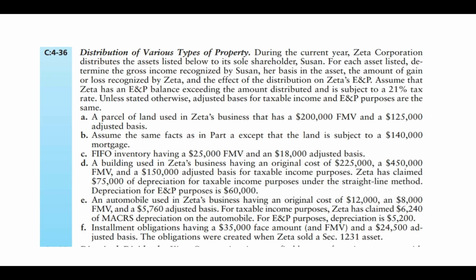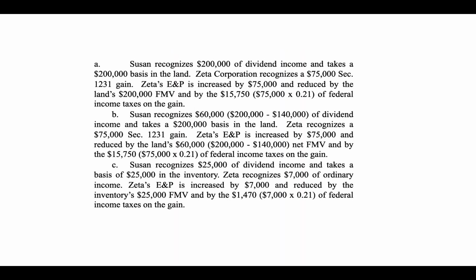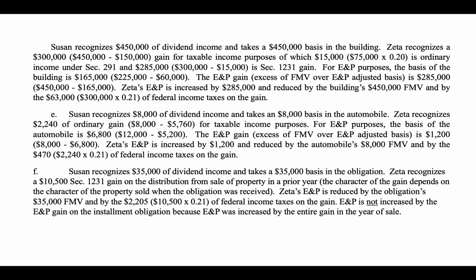All right, and finally F, installment obligations having a $35,000 face value and fair market value and a $24,500 adjusted basis. We haven't really talked about this, but generally this isn't just a piece of property, it's an asset. So she's going to recognize $35,000 of dividend income and take a $35,000 basis in the obligation. Zeta is going to recognize a $10,500 gain. That's just the fair market value minus the basis. And it's going to be a $1231 gain on the distribution from sale of property in a prior year.